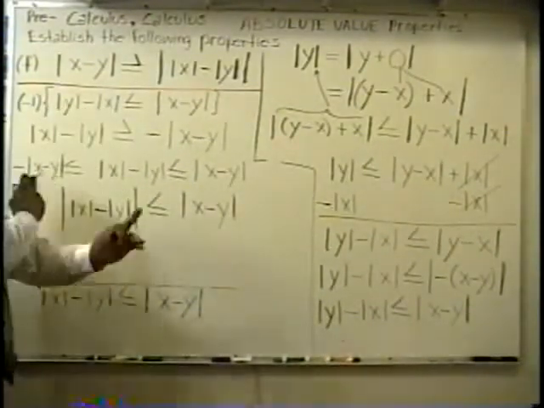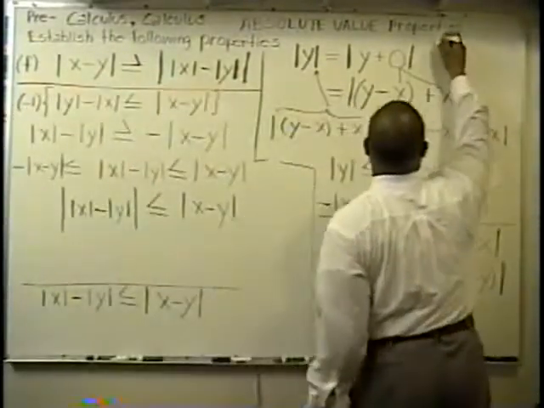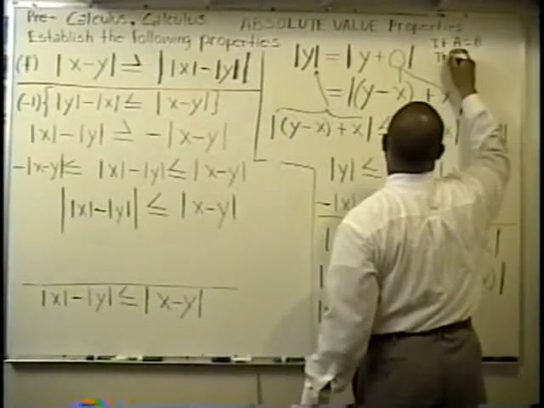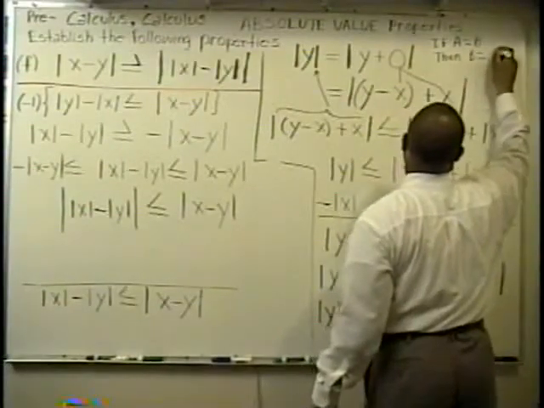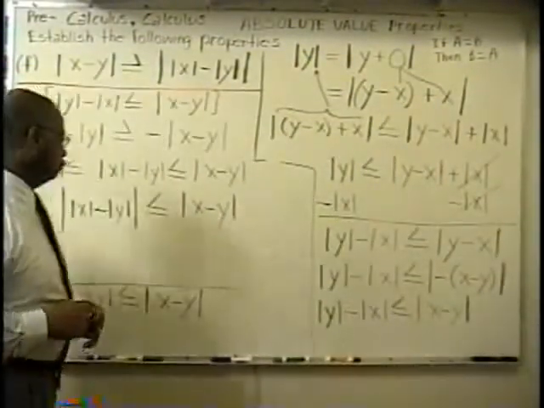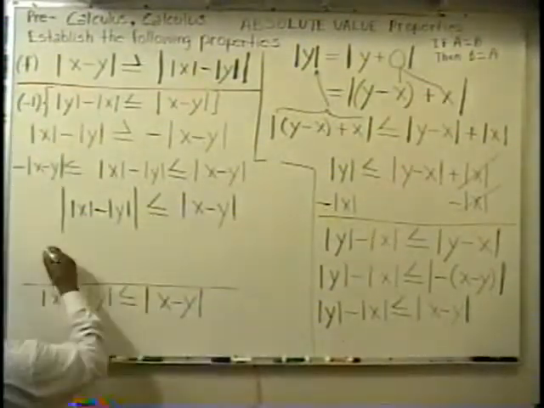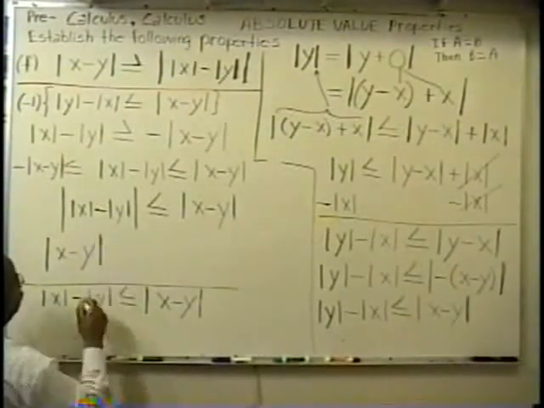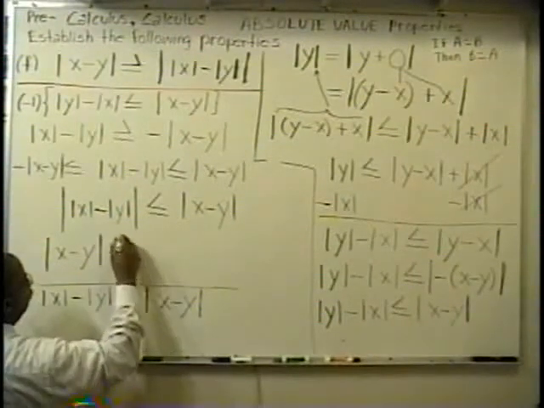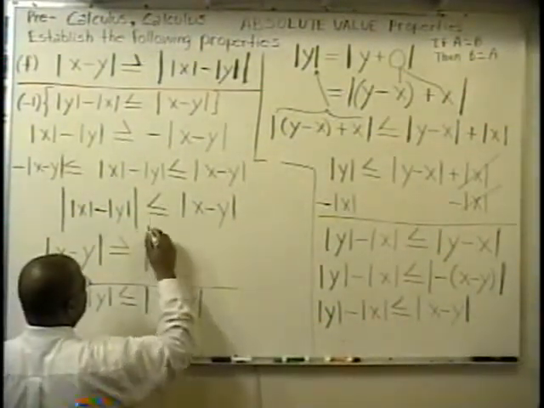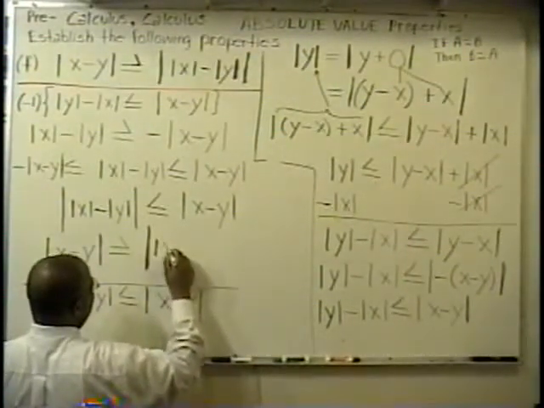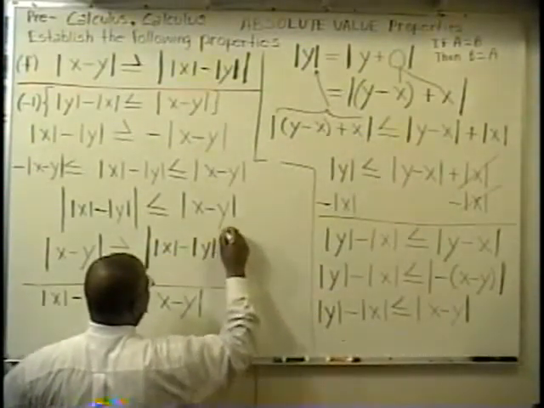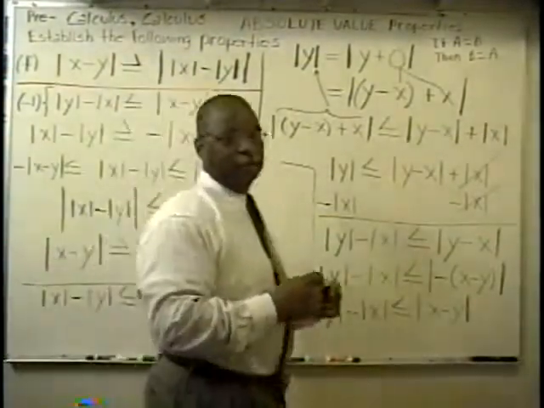And now, using the symmetric rule, remember the symmetric property. The symmetric property says, we have to remember our properties, if A is equal to B, then we can say that B is equal to A. So utilizing the symmetric property, we have that the absolute value of x minus y is greater than or equal to the absolute value of the absolute value of x minus the absolute value of y. Bingo! We have established that.